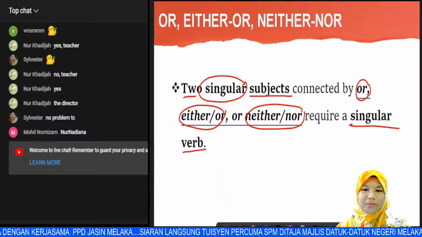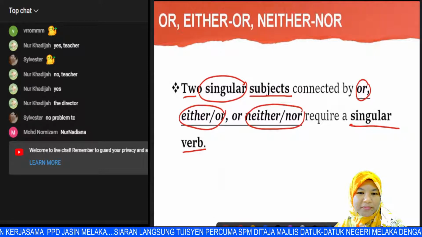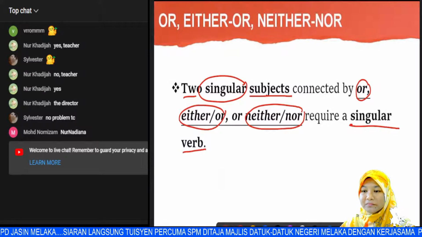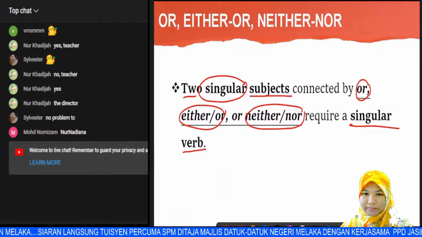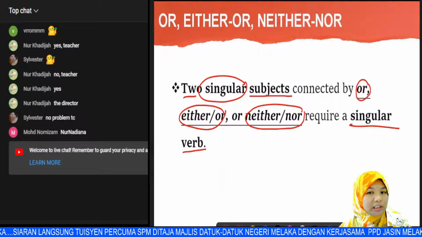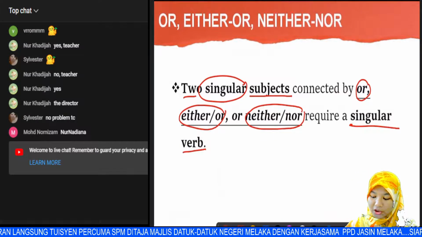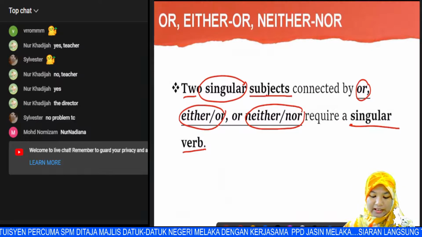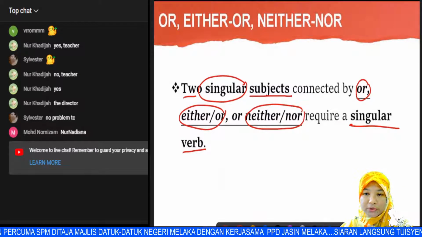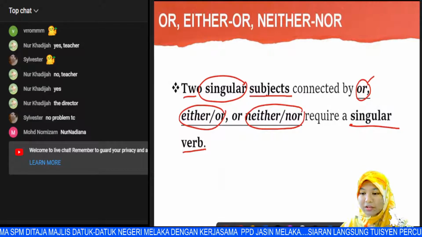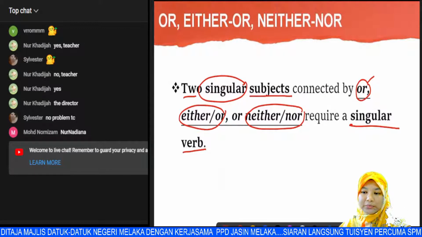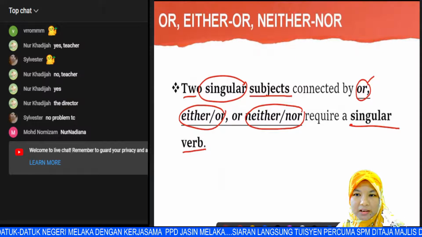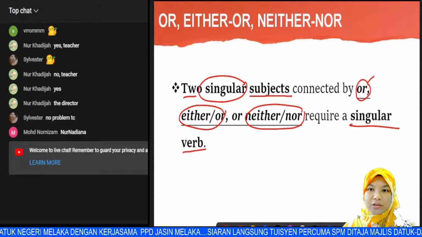Okay, again, you might be wondering, why singular verb, teacher? There are two subjects. If you still remember, "or" is a type of conjunction. "Or" is used to show option. Basically "or", "either...or", "neither...nor" is used to show option. So basically at the end it will be one or none, without choice. We will further look at it later.